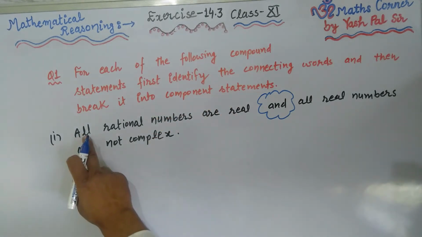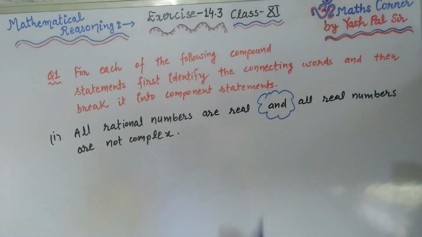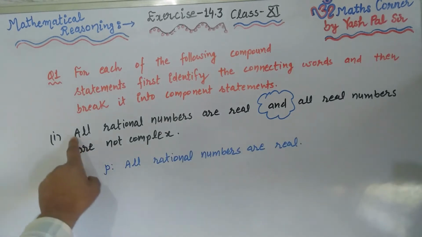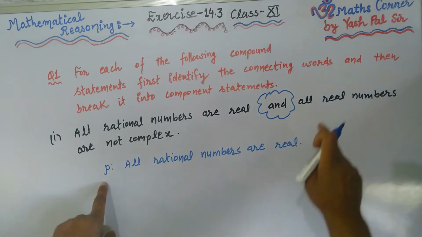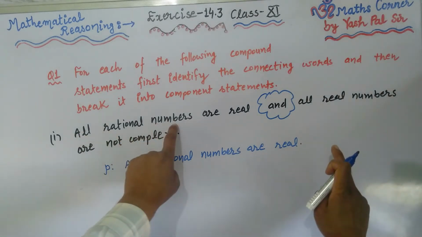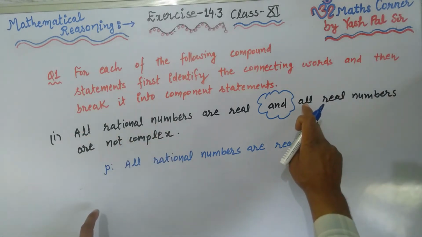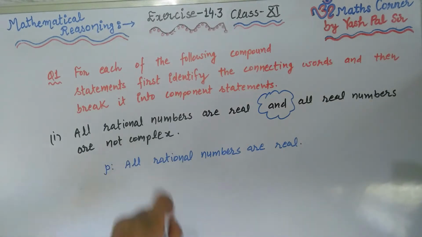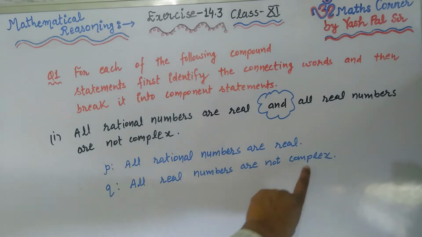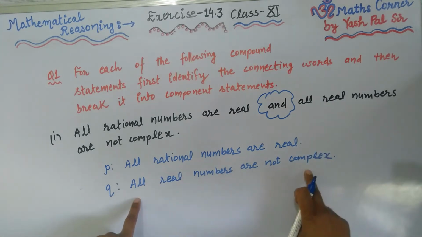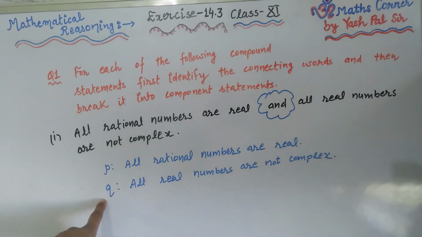The first component is: all rational numbers are real. And the second component is: all real numbers are not complex. So this is the second component. These are the two components of this compound statement.